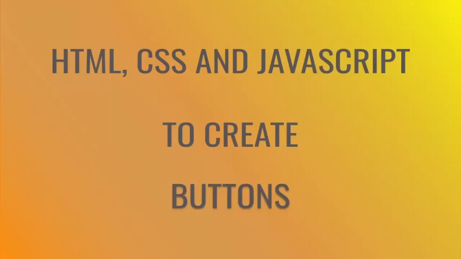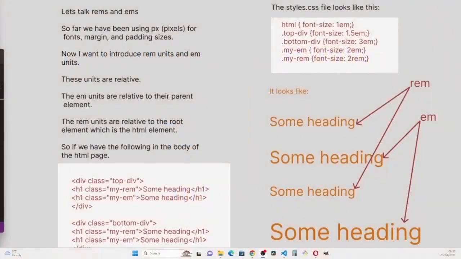This video is about creating buttons, but before we do that I want to talk about the font units EM and REM. So far we have been using pixels for font, margin and padding sizes. Now I want to introduce REM units and EM units. These units are relative. EM units are relative to their parent element. REM units are relative to the root element, which is the HTML element.